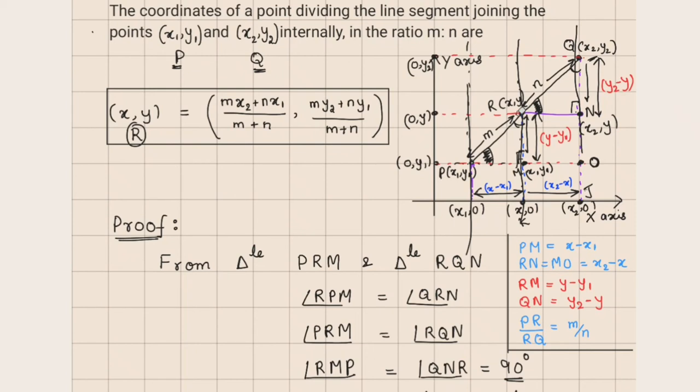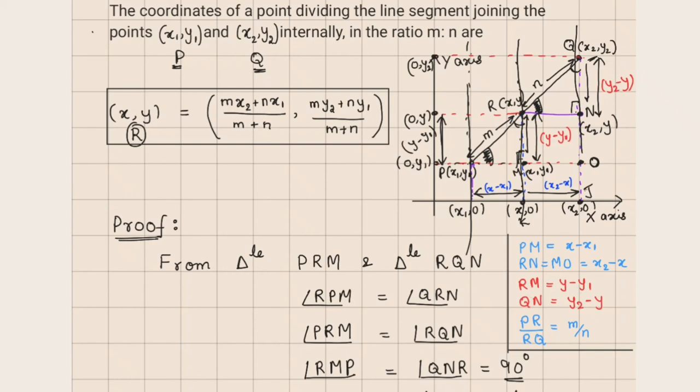RM is nothing but RM. See, this is RM, which is equal to the distance between these 2 points. What is the distance between these 2 points? 0 comma y and 0 comma y1. Its distance will be y minus y1. So RM is y minus y1.